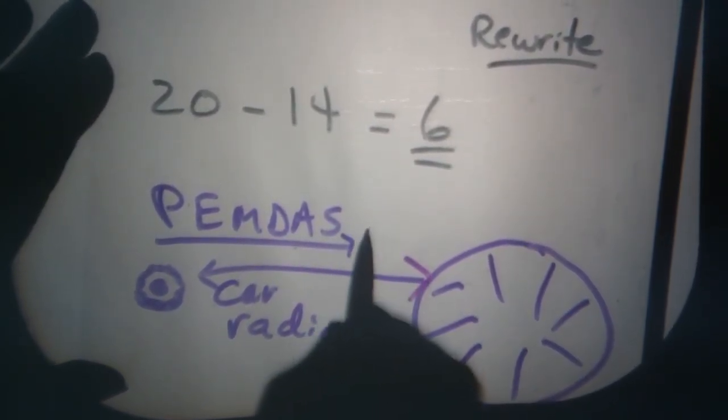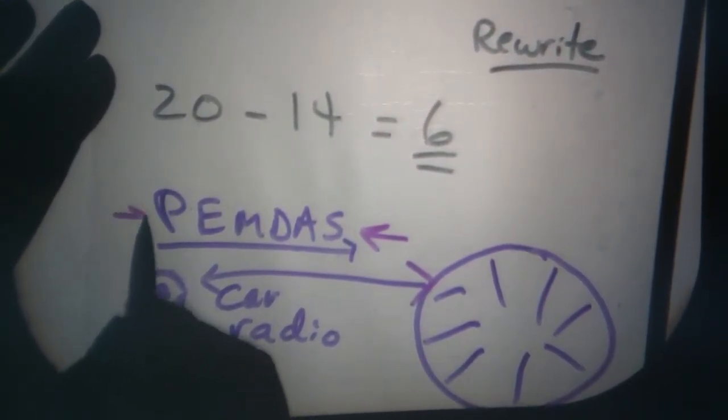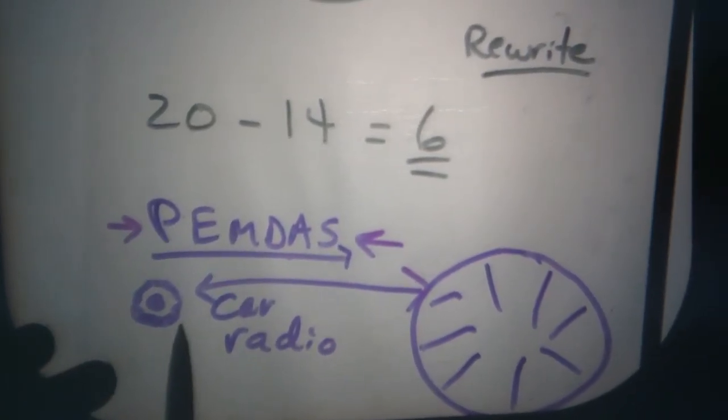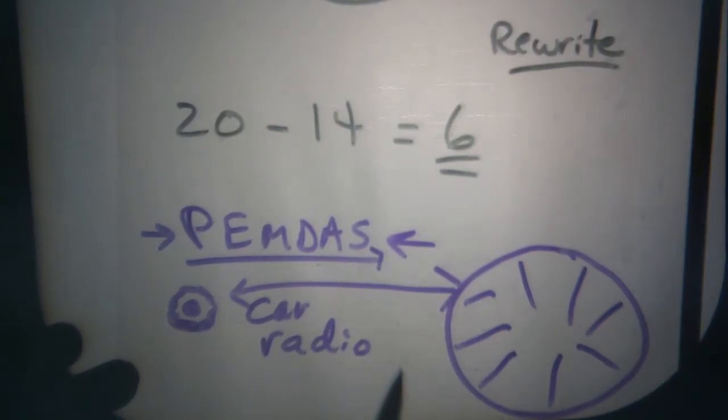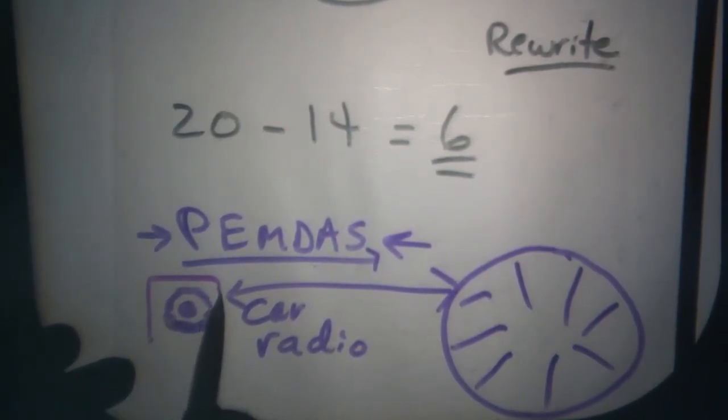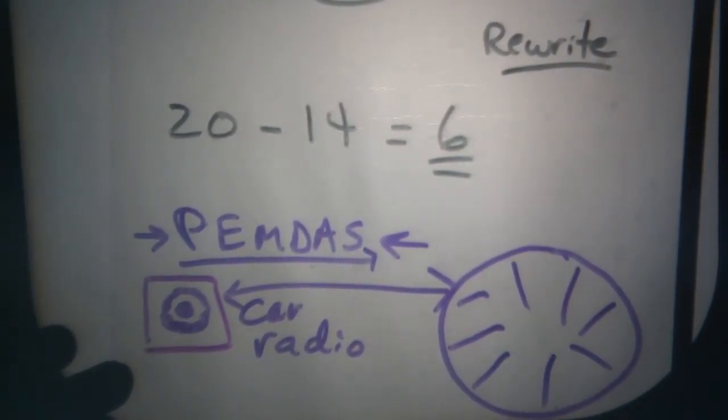So this is why we have a standard, a worldwide standard of PEMDAS, so that everybody will do the calculations in the same manner, in the same order, so that we all get the same kind of car radio knob.